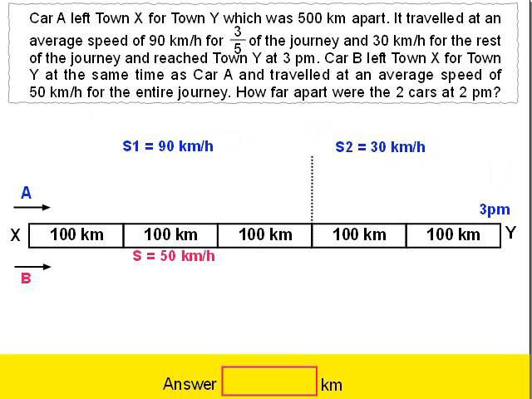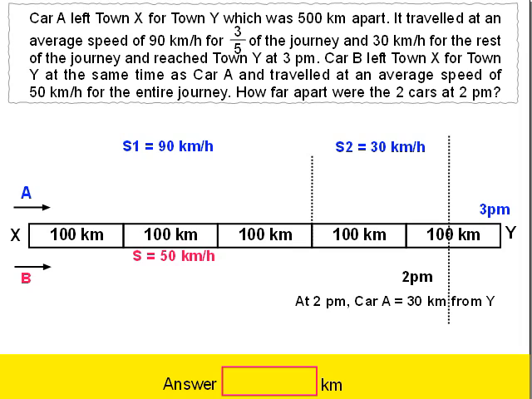So what happened at 2 p.m.? Now at 2 p.m., I will draw the line here. At 2 p.m., car A will be 30 km from Y. Why is it so? Because we know that for the second part of the journey, car A travels at 30 km per hour, and he hit town Y at 3 p.m. So at 2 p.m., that is 1 hour away. That means he was 30 km away from town Y. That's why I draw the line somewhere nearer to Y.